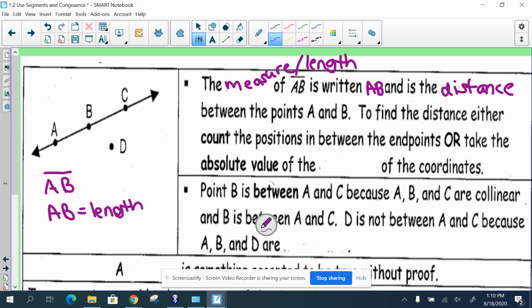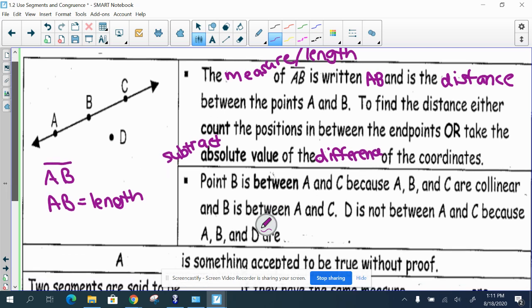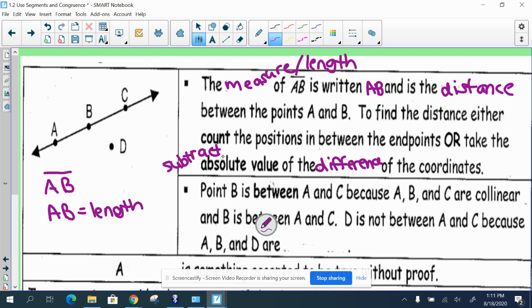To find the distance, either count the positions between the 2 points or take the absolute value, in other words, subtract and take the absolute value of the difference of the coordinates. Because you can't have negative length. So no negative length. Length can only be positive, so you have to take the absolute value of it.